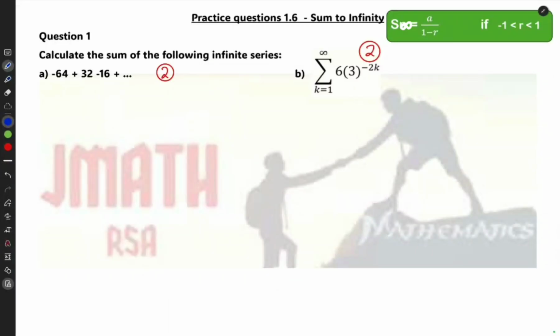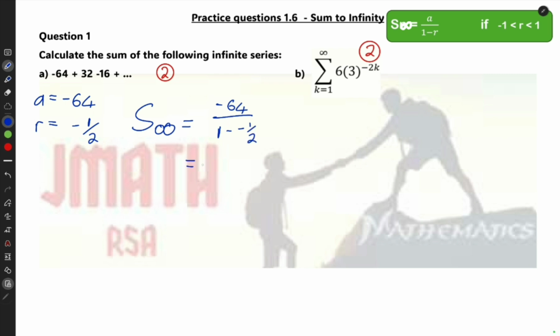Question 1. Calculate the sum of the following infinite series. Okay, so you can see the formula up there. Sum to infinity only works with geometric sequences and series, so I don't even need to test which type of sequence this is. I can just immediately get A, get R, and sub it into the formula. So in this case, A would be equal to minus 64, R would be equal to minus a half, and therefore S infinity would equal minus 64 over 1 minus a half. If I type that in the calculator, it says the answer is minus 128 over 3, or if you want to go decimal, minus 42.67.